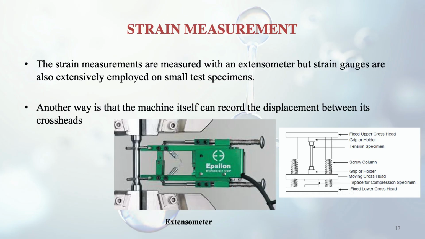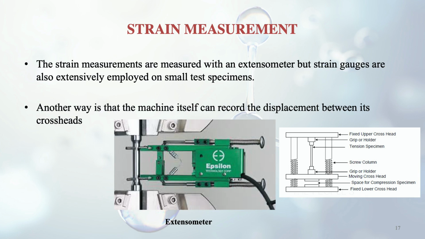So how to do this strain measurement? Strain measurements are done with the help of an extensometer, but strain gauges are also extensively employed, especially in case of small test specimens. And another way is that the machine itself can record the displacement between its crossheads. Actually, I am going to show you the machine, the figure. There you will understand what a crosshead is.